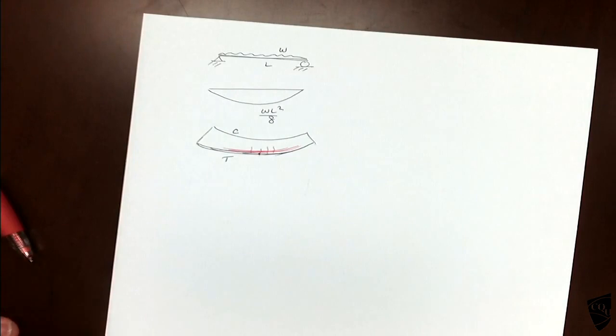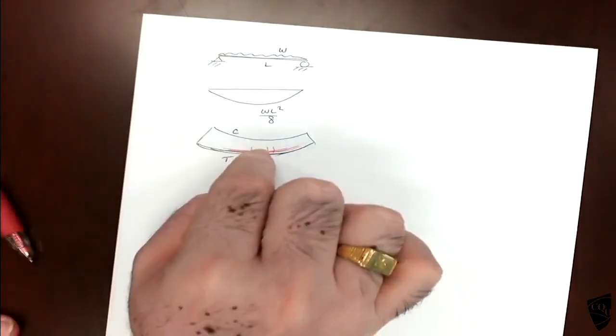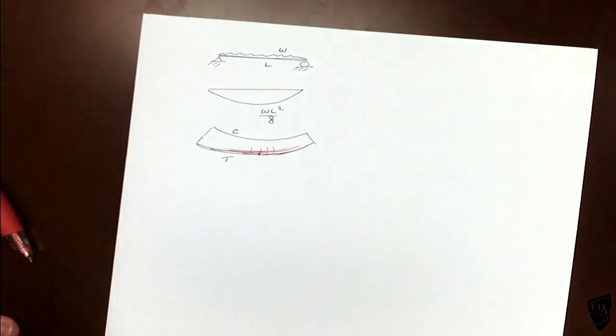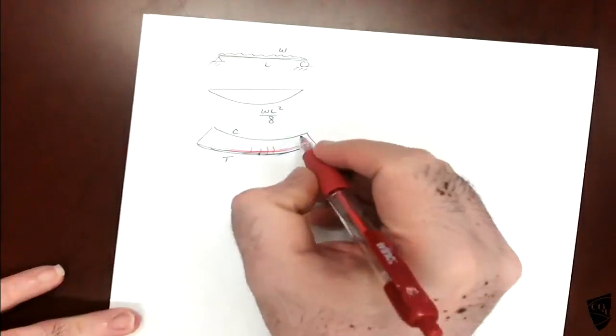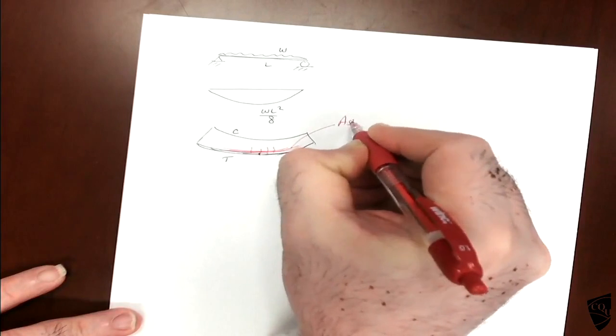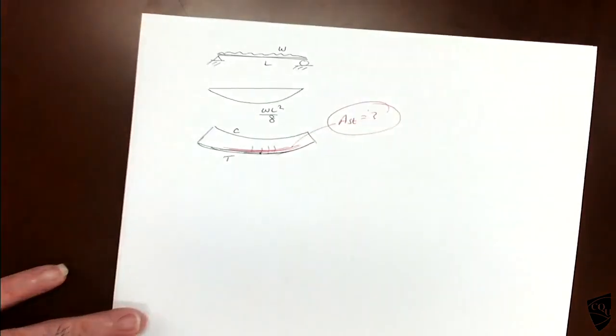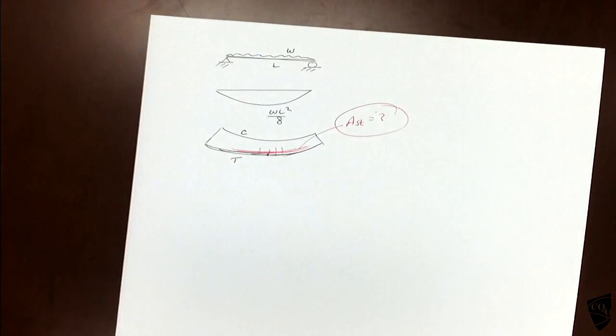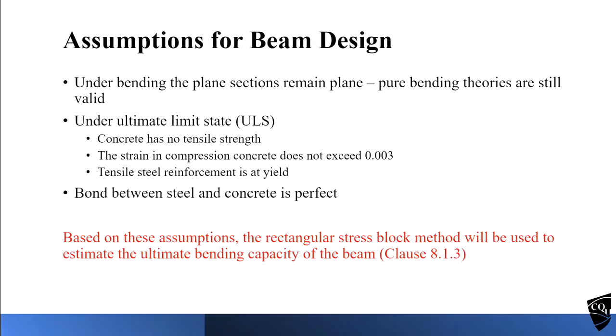So we need to know how much steel we will require. My first purpose is to find out the amount of steel required so that the beam will be safe under the given maximum bending moment. For that we will use section 8.